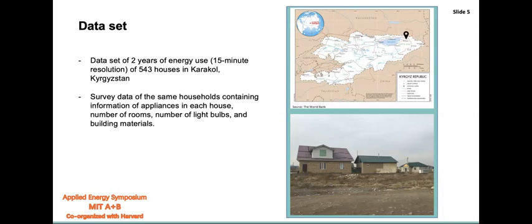We have also used survey data from the same houses in the energy data set we have. And this survey data set contains information about the appliances in each house, number of rooms, number of light bulbs, and building materials.